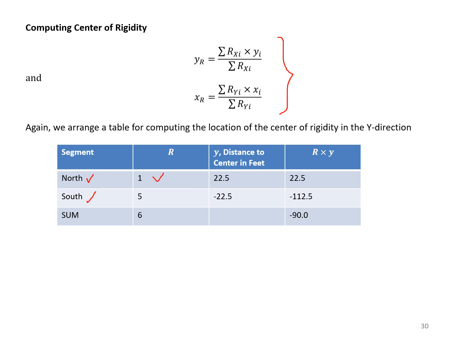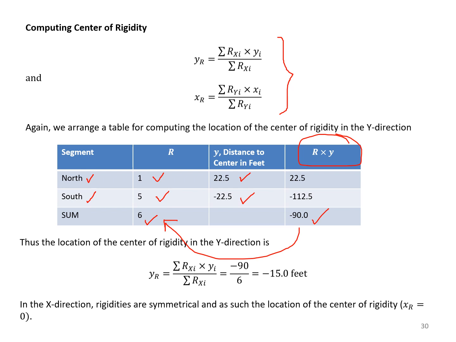One has a rigidity of 1, the other 5. One has 22.5 feet from the center, the other negative 22.5. And do the product. All right, algebraic sum and sum of the rigidities. Take this one and divide it by that. There you go. You get the location of the center of rigidity in the y direction as negative 15 feet. How about in the x direction? Rigidities are symmetric, and as such the location of the center of rigidity xr is equal to 0.